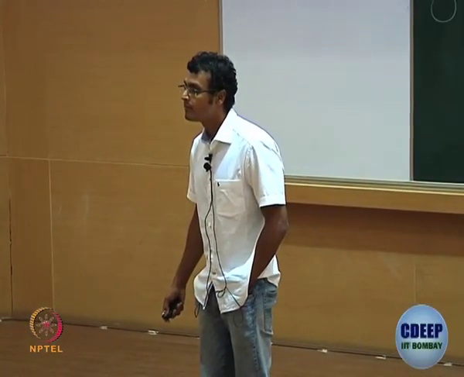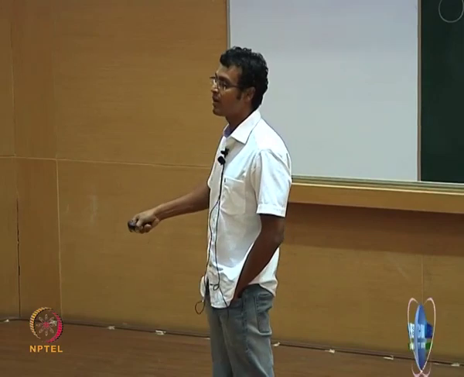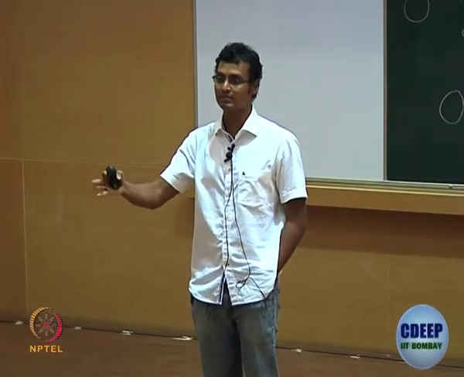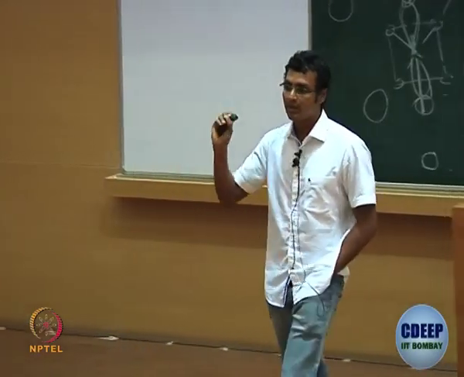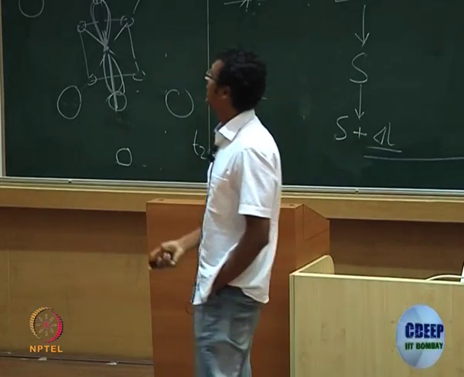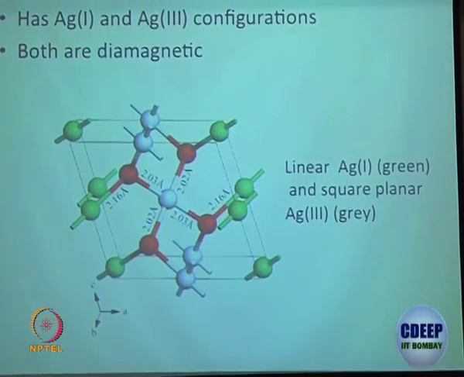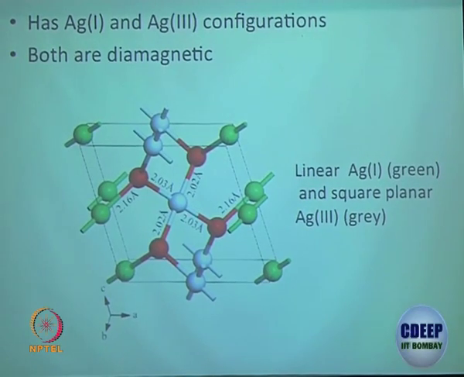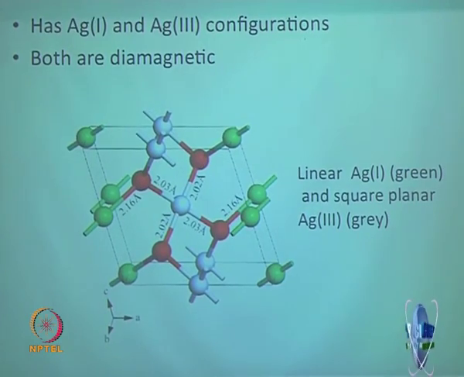Oxidation state. Ag2O, silver is in plus 1, oxide is minus 2. Any oxide you see is minus 2. Water, if you split, H plus, oxide 2 minus, right? Now that is fine. So there the geometry, as you can see over here, silver is linear, and silver 3, which are in gray in here, is going to be square planar, oxide, silver is in the middle.